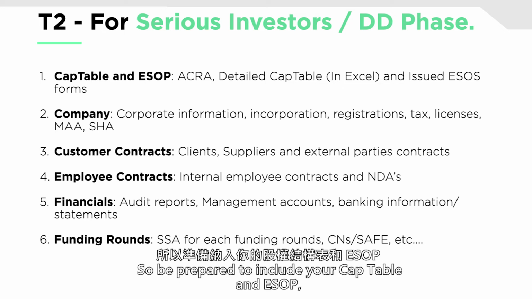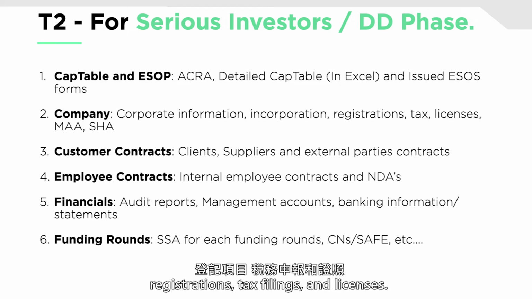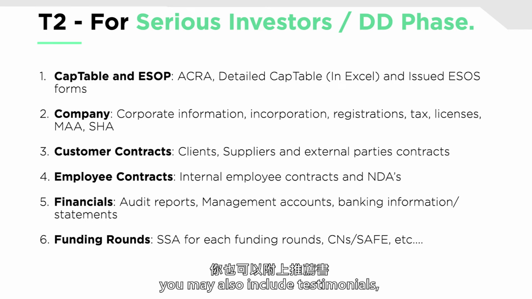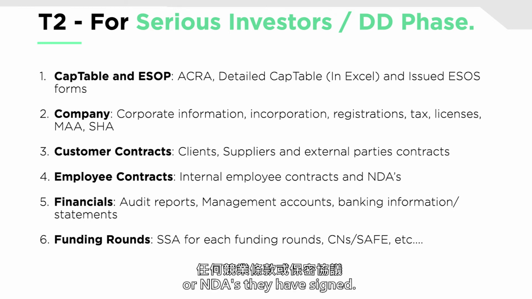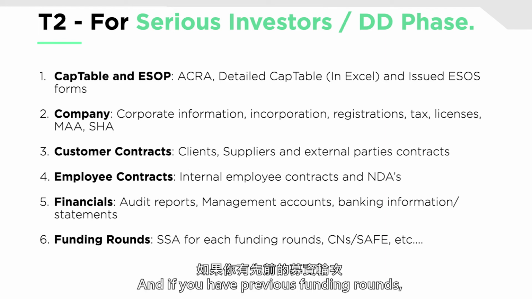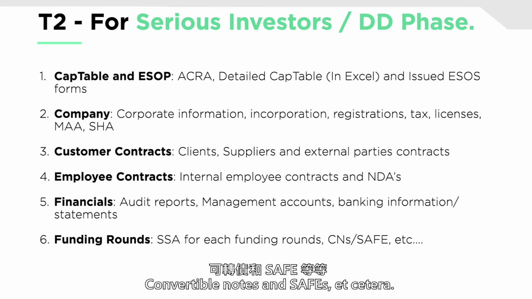So be prepared to include your cap table and ESOP, company information such as your incorporation record, registrations, tax filings, and licenses. With customer contracts, as mentioned earlier, you may also include testimonials and also supplier contracts. With employee contracts, these would constitute internal employees' contracts along with any non-competes or NDAs they have signed. For more detailed financials, include your audit reports, management accounts, and banking information statements. And if you have previous funding rounds, put in the SSA, SHA, or SPA for each funding round, convertible notes, and SAFEs, etc.